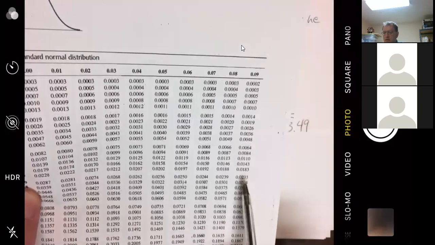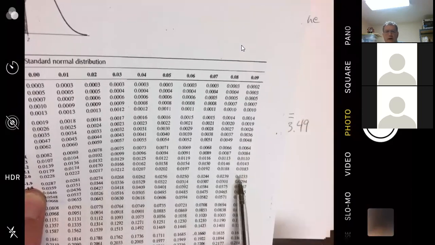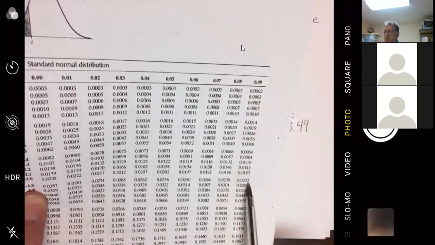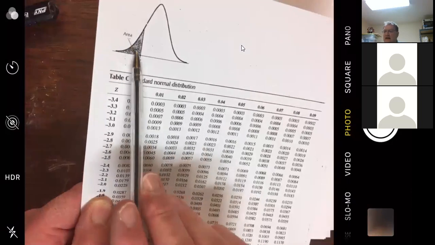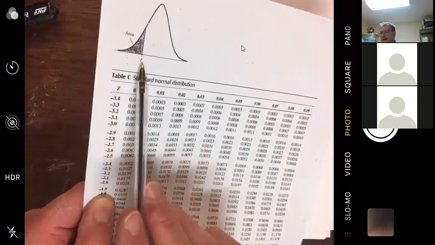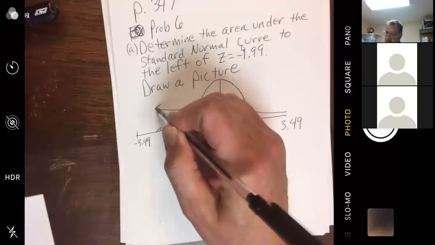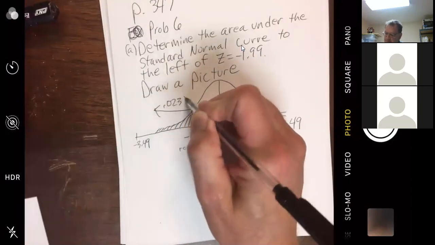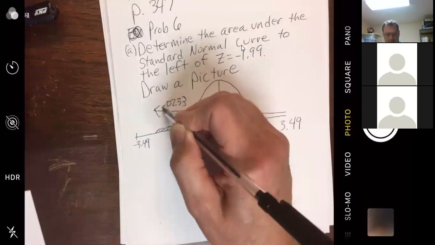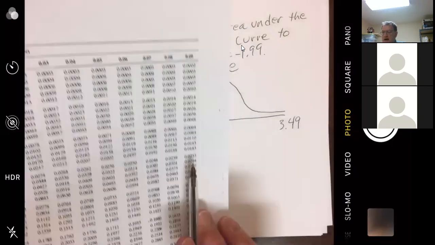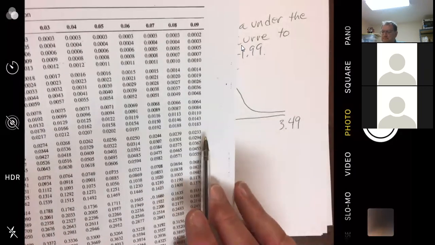Do you see the number where that negative 1.9 row intersects the 0.09 column? That's the number we write down, and it's the area of this shaded left region. It's like we looked up negative 1.99, and that's the area of this: 0.0233. Questions about that?